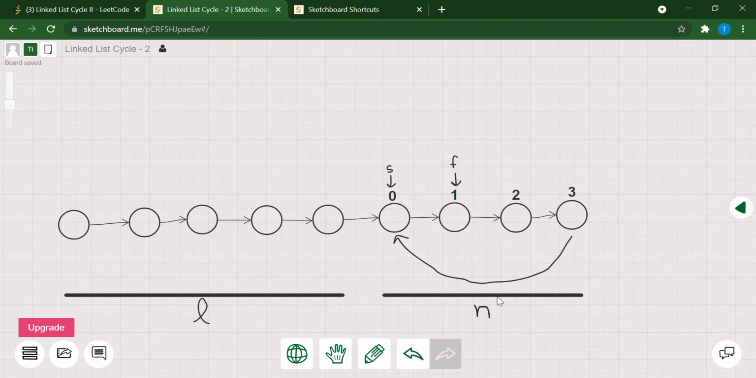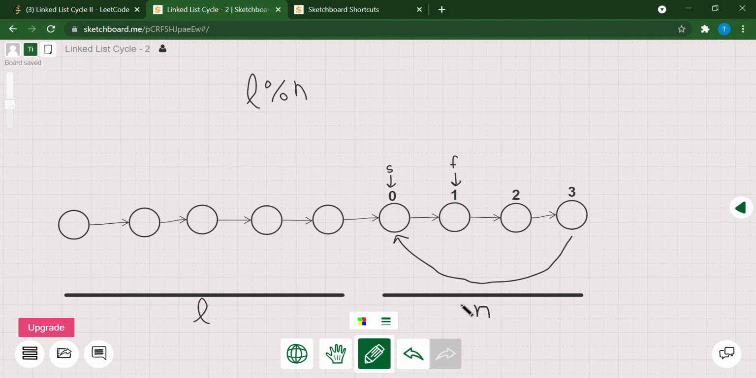In a general situation, this fast pointer is going to be at a node given by L mod n. If I number the nodes like this, 0, 1, 2, 3, where 0 represents the node that is the start of the cycle, then this fast pointer is going to be at the L mod n index node. And the reason for this is that the slow pointer has moved L steps to reach here. The fast pointer has moved 2L steps from this point. So the first L steps it just reaches here, and the next L steps it takes inside this cycle.